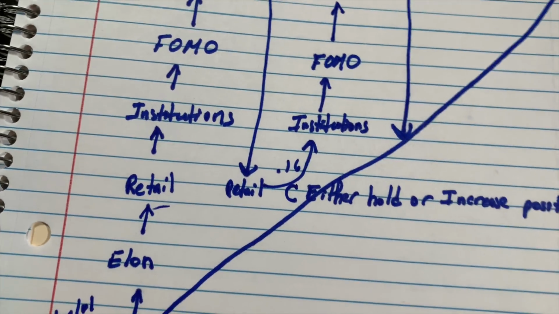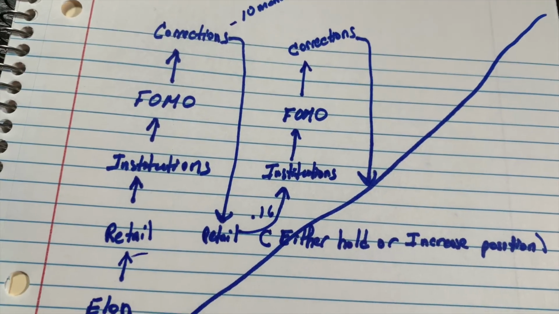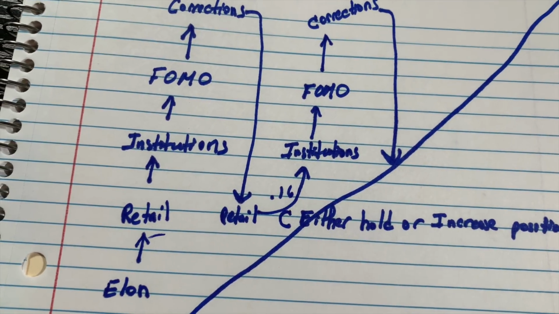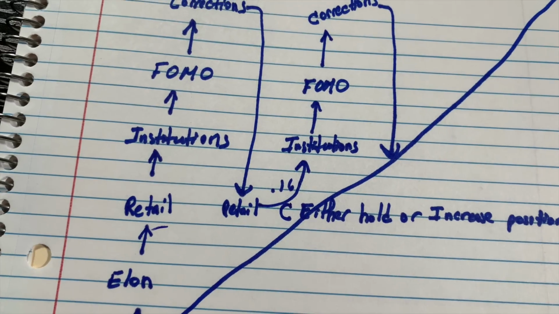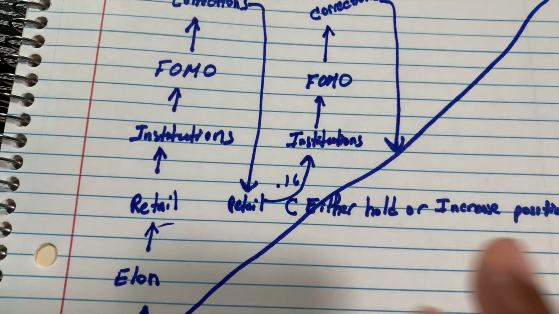So institutions, another thing that they like to do is, the reason that they have certain coins that they like to invest in or pump money into is that they like to invest in coins that have a large community and have convictions.